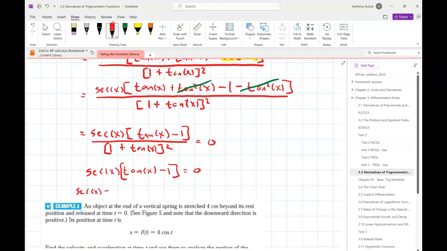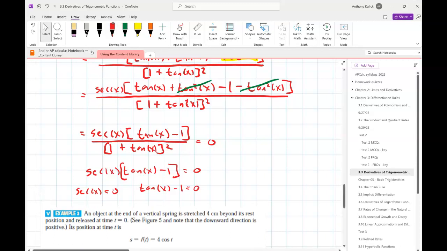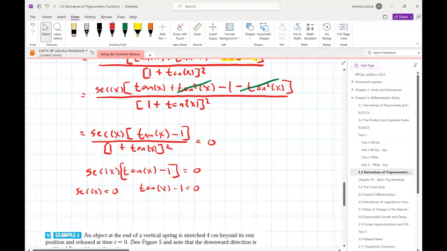You use the 0 product property since they're being multiplied together. So you can take each factor and set them equal to 0 separately. Where is secant x equal to 0? Incorrect. That has no solution to it.